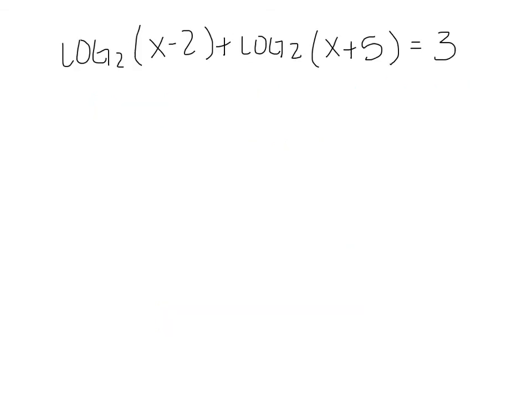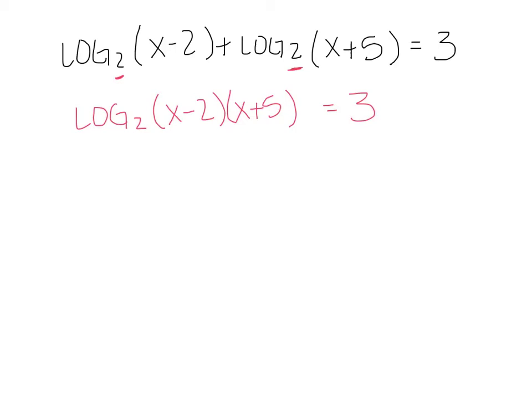Alright, another log equation to solve. Another time I have to use my properties, and in this case it looks like I have a common base of 2, so we can combine them. Yet again, we're multiplying. The log base 2 of x minus 2 times x plus 5 equals 3.